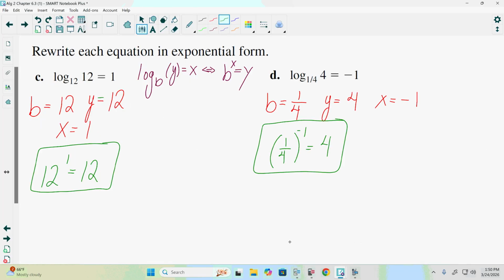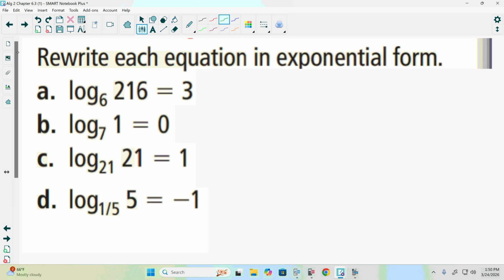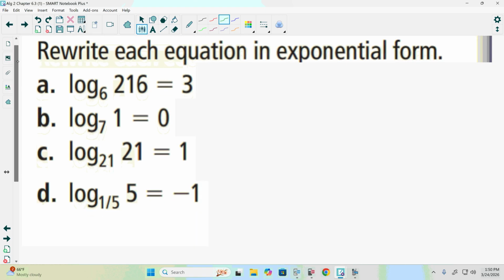Questions on C or D? How do we feel with changing it from logarithmic to exponential so far? Okay. Now, do we have to write what B, X, Y are every time? No. I did it the first 2 times so that we can see how they connect and work together.